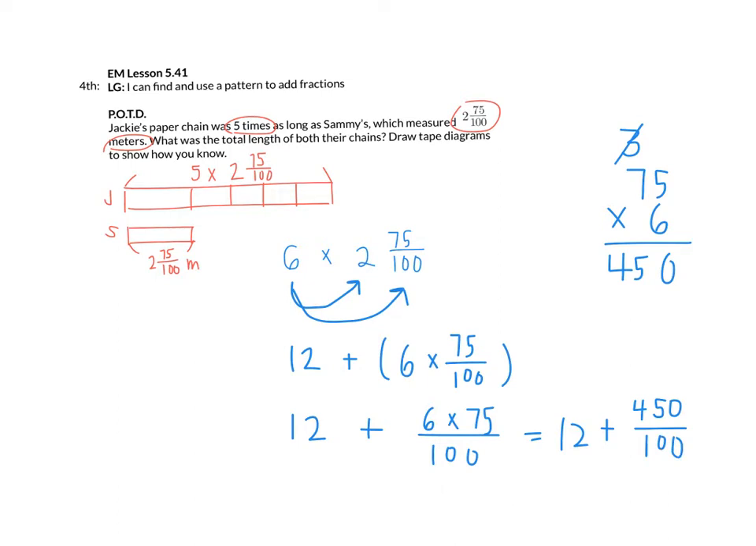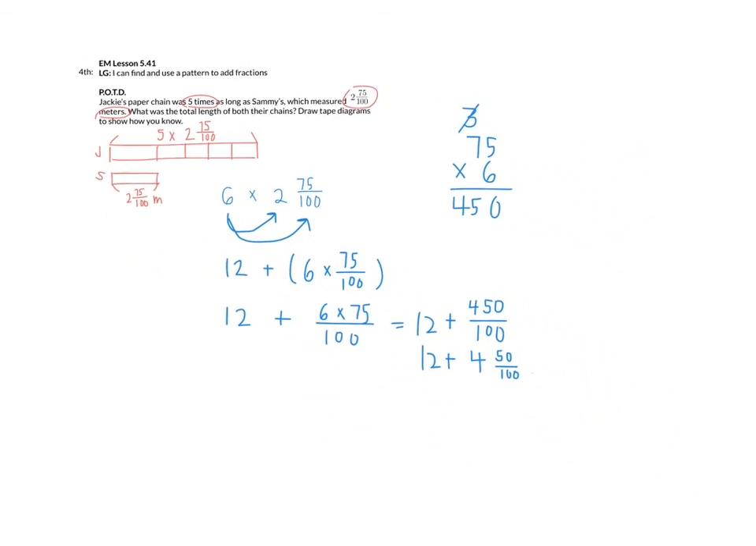What do we know about 450 over 100? That's really equal to 4 and 50 over 100. I have to add 12 to that. So altogether, what do we have? 16 and 50 over 100. Now, what would the units be? Meters, good. What do we know about 50 over 100? That's exactly what? So could I also write 16 and a half meters? Yes, I can. Very good.